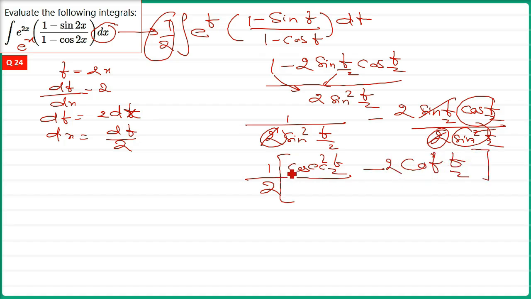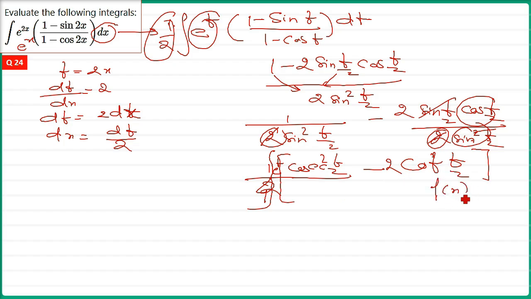Now why did I keep this 2? I didn't cancel it, because now you'll see that e raised t is already there. So in this integration sign, I'm just inserting this e raised t just to show you that 1 by 2 and 1 by 2, 1 by 4 will be formed. Cosec square t by 2 minus 2 cot t by 2.